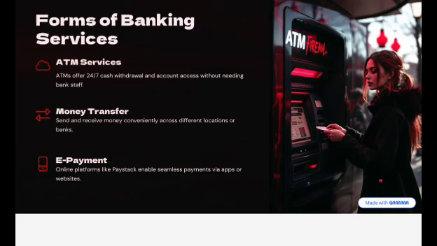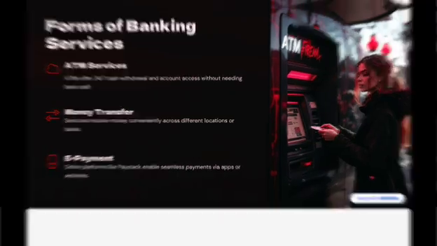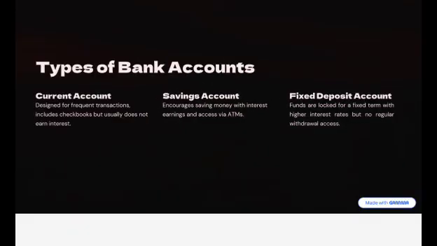Let us talk about features of e-payment. We have convenience and time savings. It requires internet or mobile network. It reduces the use of physical cash, and is often secured with OTP, which is a one-time password, or PIN.